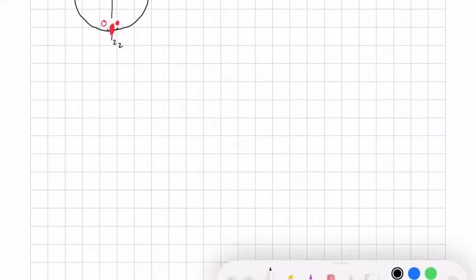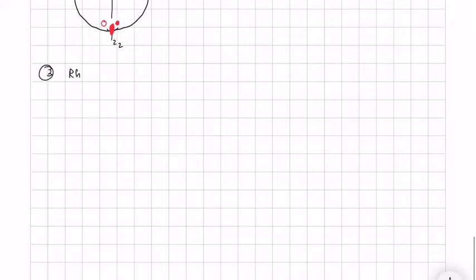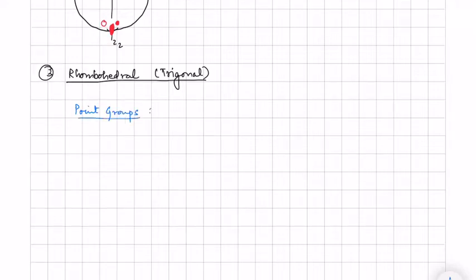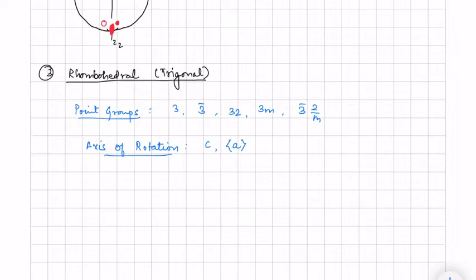Let us move to the third crystal system, that is rhombohedral or trigonal. The point groups of this crystal system are 3, 3 bar, 3 2, 3 M, and 3 bar 2 by M. So we have 5 point groups for this system, and the axes of rotation that are considered for rhombohedral are C or the Z3 axis and the A axis. Okay. So let us look at them one by one.